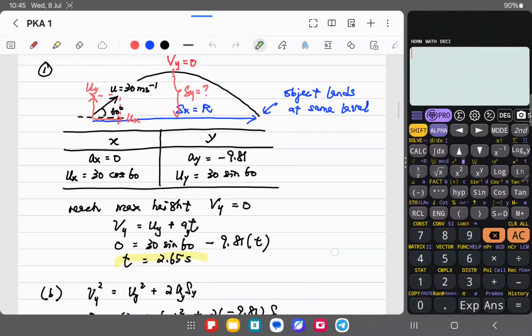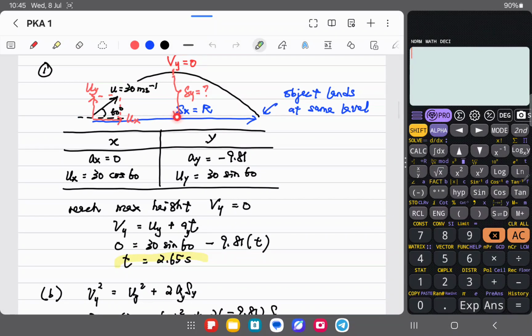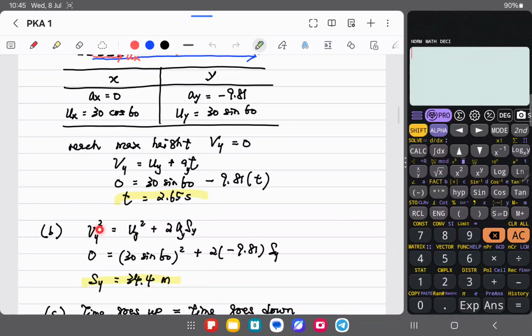Second question, we want to find the maximum height reached by the object. Upon reaching maximum height, the final velocity is 0. So we use v squared equals u squared plus 2as. The velocity component y at maximum height is 0. Our initial velocity for component y is 30 sin 60. Acceleration along component y is negative 9.81. Then we can calculate the maximum height reached by the object, which is 34.4 meters.